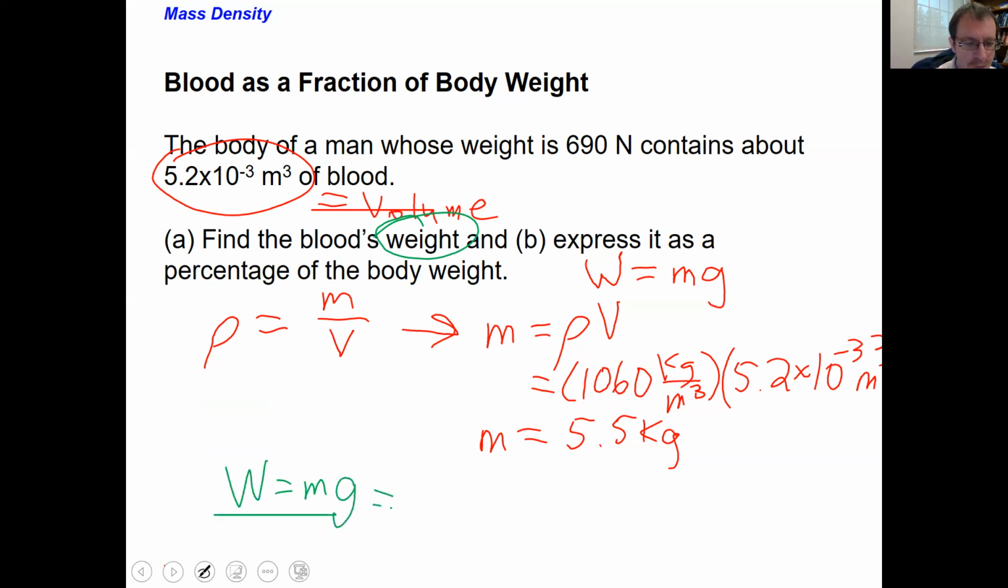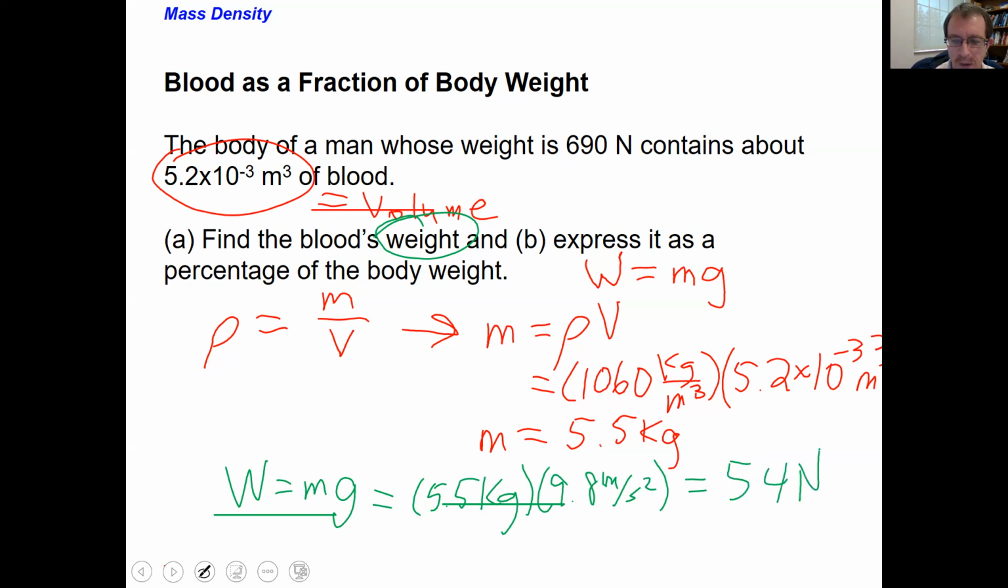So if I plug those numbers in, the mass of the blood is 5.5 kilograms. g is 9.8. And if I multiply those together, I get that the weight of the blood is 54 newtons. Okay, so we've got 54 newtons worth of blood inside of our body. All right, that's the answer to part A.